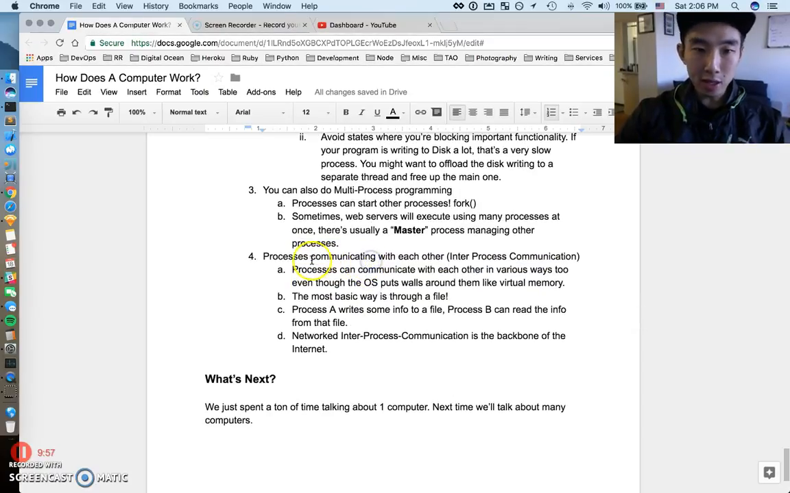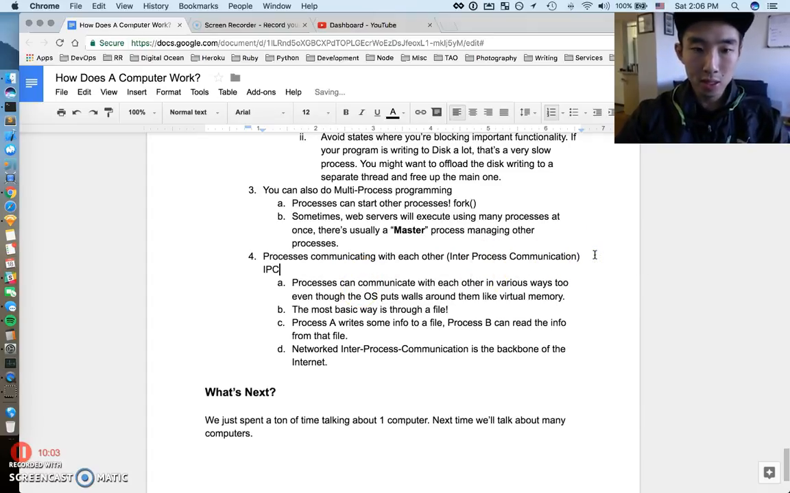Last but not least, there's also processes that can communicate with each other. This is called inter-process communication, or IPC. So processes can communicate with each other even though the OS puts walls and encapsulates around it. The most basic way you can think of is a file, right? You can actually use a file to do inter-process communication.